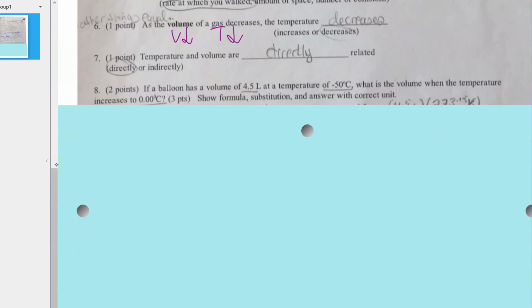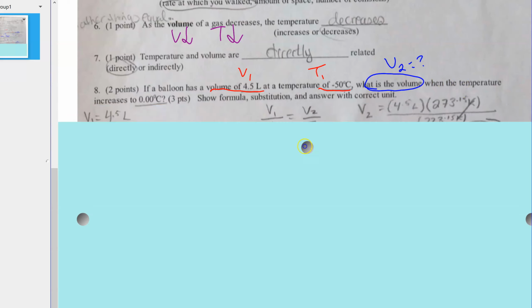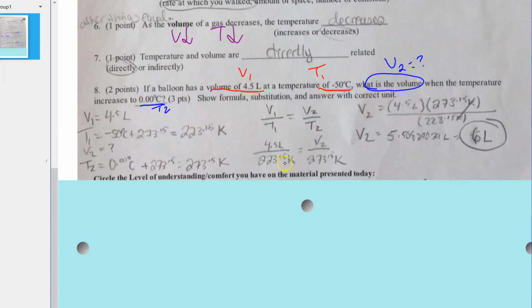Okay, now we got another problem here. If a balloon has a volume of 4.5 liters, this is volume 1, at a temperature of negative 50 Celsius, this is temperature 1. Now remember, we've got to go to Kelvin, so we can't plug in that negative 50 right now. What is the volume? So we are solving for volume 2 when temperature increases to 0.00 degrees Celsius. This is T2. Now remember, we got to go to Kelvin first.